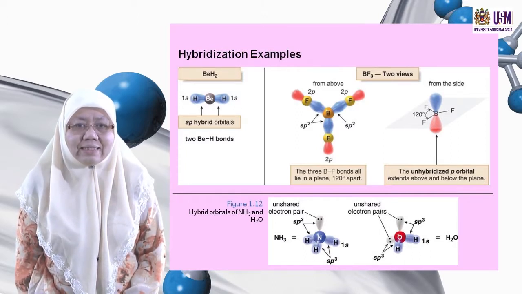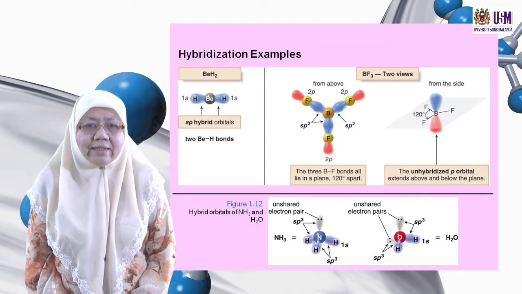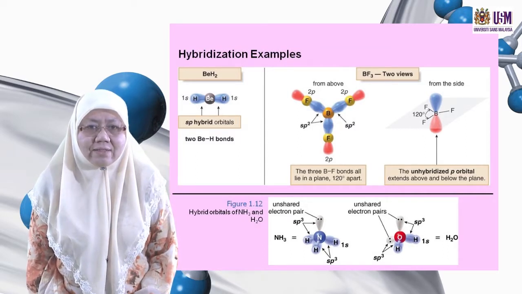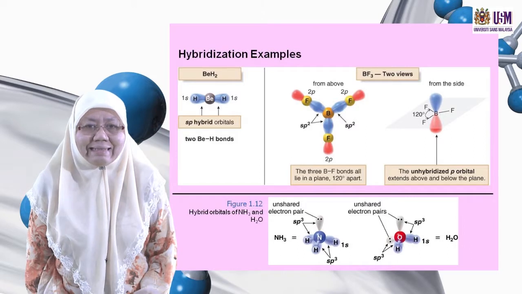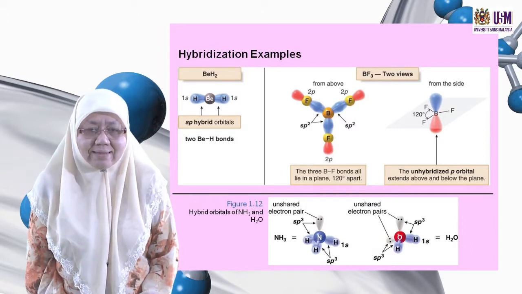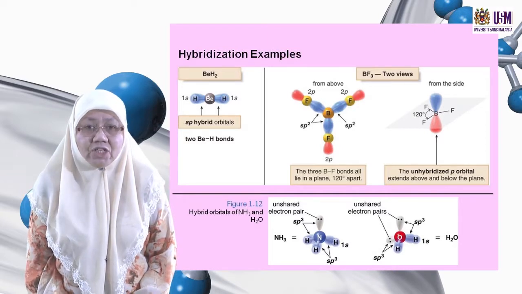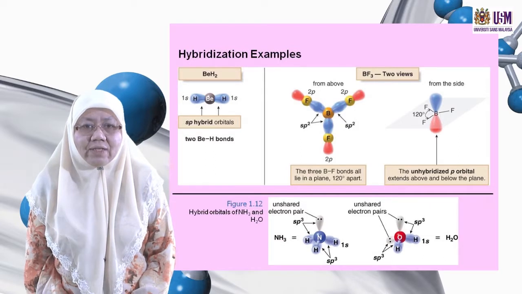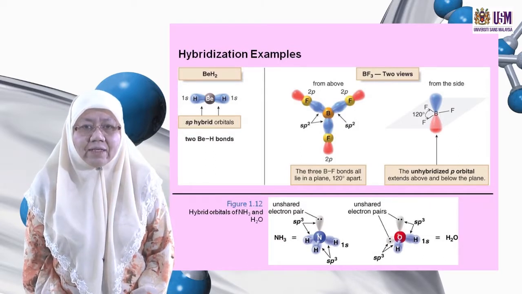And going down, we see the molecules ammonia and also water. For ammonia, the nitrogen atom has 5 electrons, and the hybridized orbital is sp3. Since only 3 hydrogen atoms are attached to the nitrogen, we will only have 3 bonds. So the other pair of electrons would be the lone pair. So in ammonia, we have 3 sp3 orbitals that are shared, and 1 pair of unshared electrons, and the shape of the molecule is a trigonal pyramid.